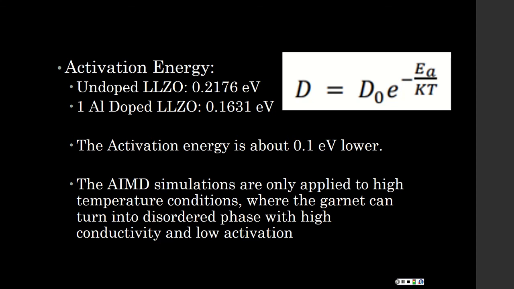And as the activation energy of the aluminum doped structure is lower than the activation energy for the undoped structure, and diffusivity is higher, it basically represents that the conductivity for the aluminum doped structure will be higher than the conductivity for the undoped structure, because conductivity is directly related to the diffusion coefficient or diffusion. So that's all I have done so far for this project, and thank you.